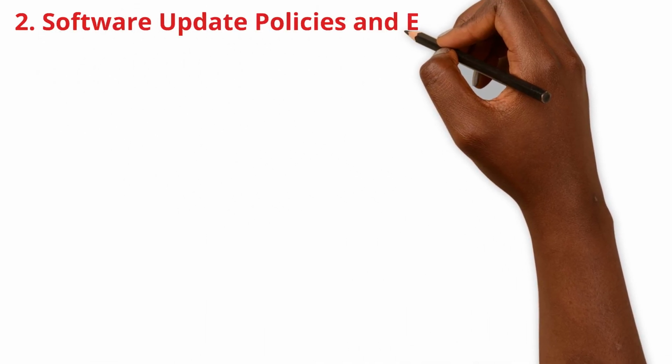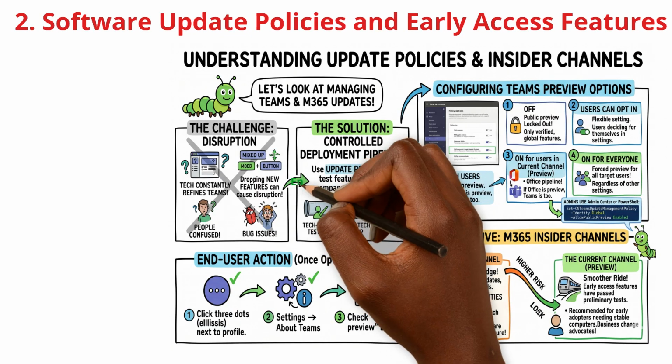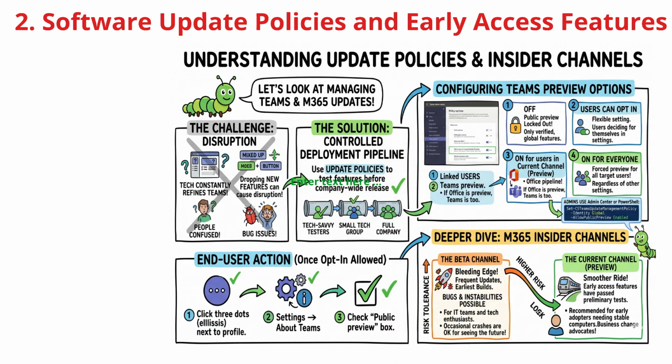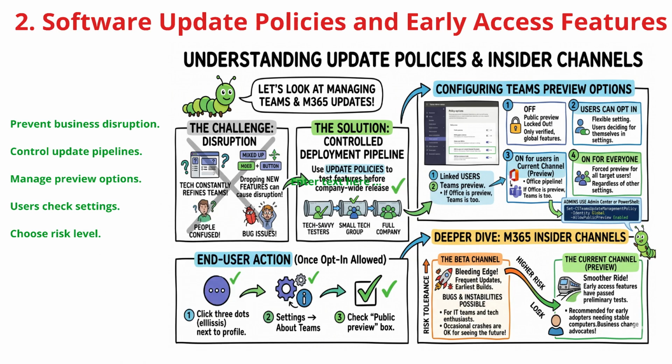Quickly dropping new features can disrupt your business. The solution is creating a controlled deployment pipeline using update policies, testing with small tech groups before the full company release. Administrators can lock public preview out, let users choose flexibly, or enforce it for everyone universally using the admin center or PowerShell. Once opt-in is permitted, the end-user action is simple. Go to Profile Settings, click About Teams, and check the Public Preview box.